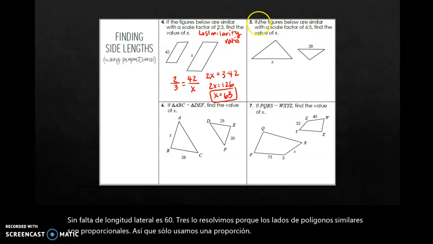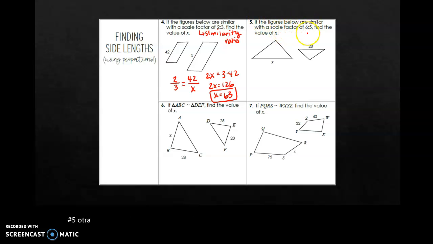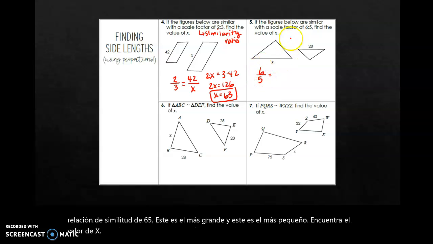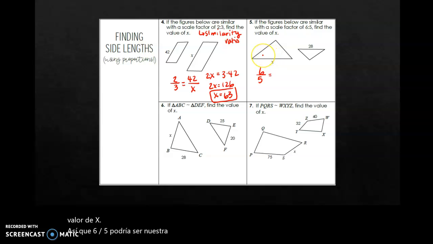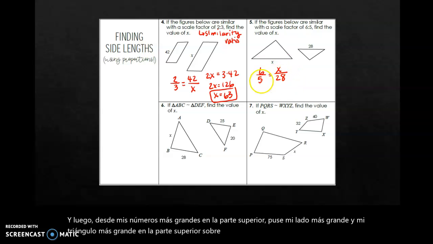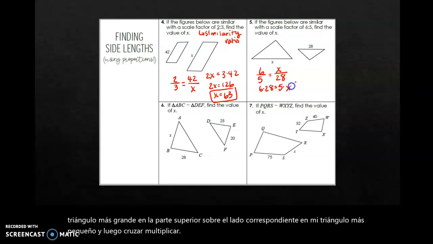In number 5, again, if the figures below are similar, this time they have a scale factor or similarity ratio of 6 to 5. This is the bigger one, and this is the smaller one. Find the value of x. So 6 over 5 could be our first fraction or our ratio. And then since my bigger number is on top, I put my bigger side and my bigger triangle on top over the corresponding side of my smaller triangle, and then cross multiply and solve.